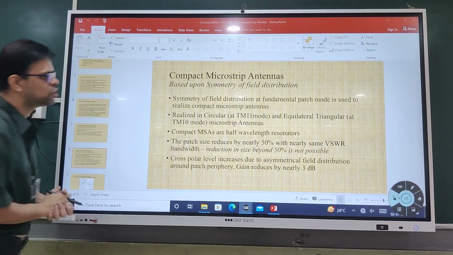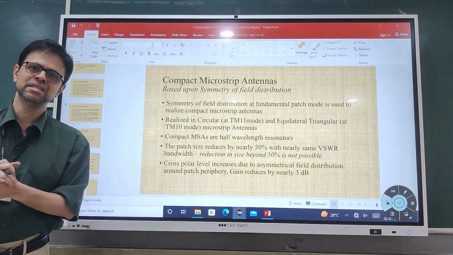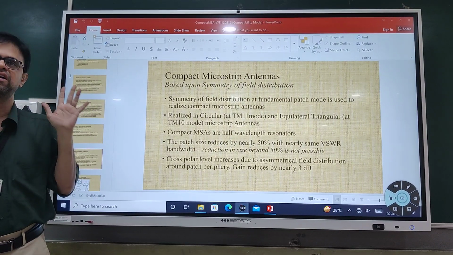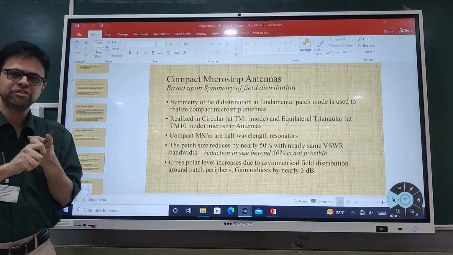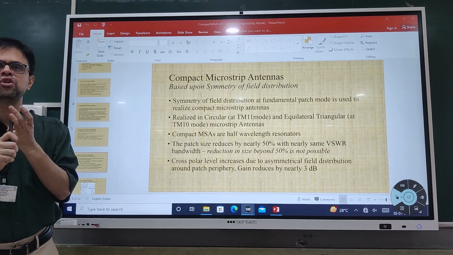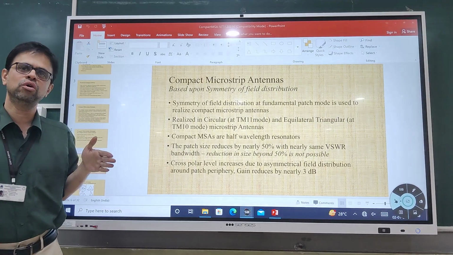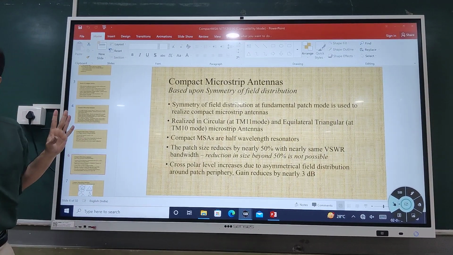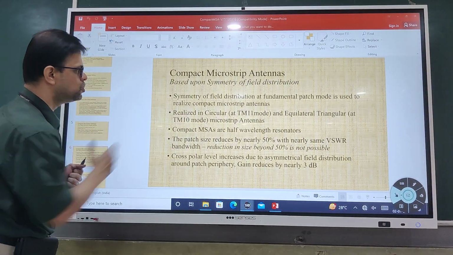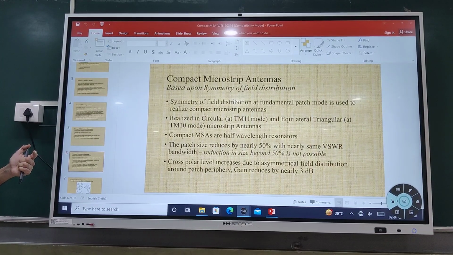That's why I said, based on the symmetry of the field distribution, you can pick up a compact design from a regular design without using any of the shorting techniques. I have not increased the substrate parameter, neither have I used the shorting post, nor the slot. But I have just played with the geometry symmetry with respect to the coaxial feed and I have realized a compact design. So the symmetry of the field distribution is used. It is realized only in circular and equilateral triangular patch.